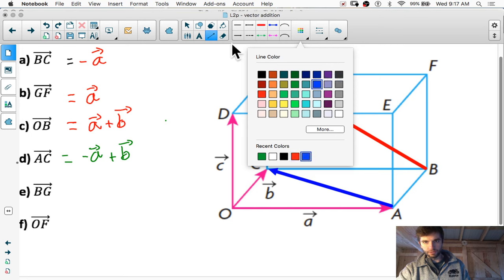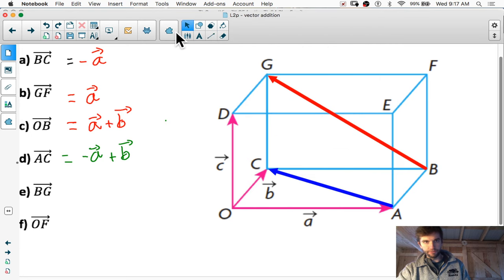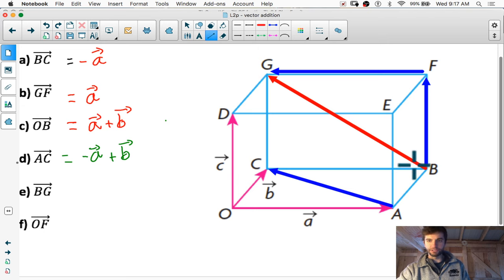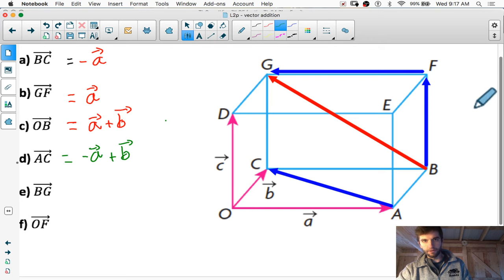So I need to go, and there's multiple ways to do this, but I need to go from B to F, and then I need to go from F to G. That's one possible way that we could add some vectors to get from B to G. And notice that this vector is going from B to F. And actually this one we do have an expression for: it's vector C. It's going in the exact same direction as vector C. So this vector over here I could call vector C, right? It's the exact same magnitude and direction as that vector. So this is equivalent to vector C.